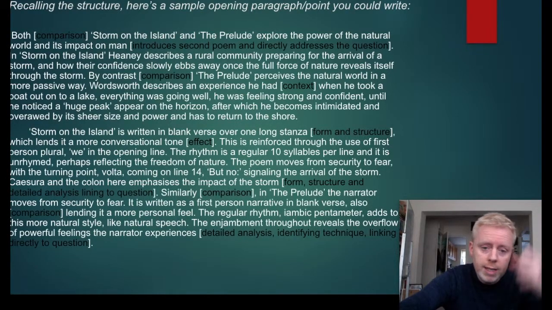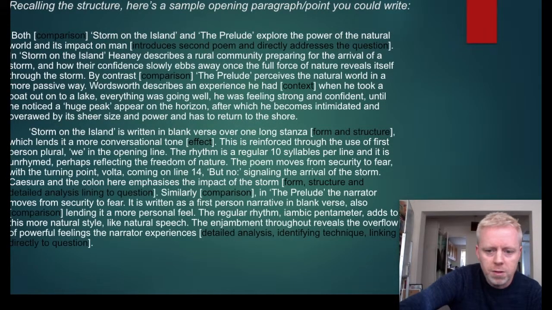Storm on the Island is written in blank verse over one long stanza, which lends it a more conversational tone. This is reinforced with the use of first-person plural "we" in the opening line. The rhythm is a regular 10 syllables per line and is unrhymed, perhaps reflecting the freedom of nature. The poem moves from security to fear, with the turning point, the volta, coming on line 14, "But no", signalling the arrival of the storm. The caesura and the colon here emphasise the impact of the storm.